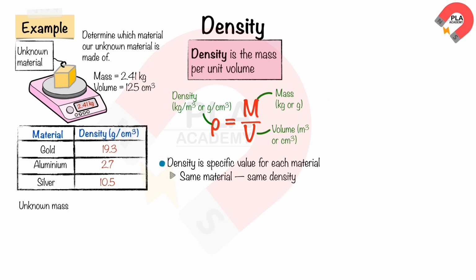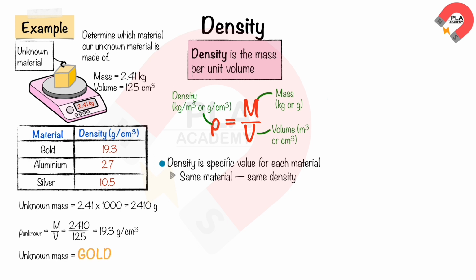Convert the mass from kilograms to grams first, as 2.41 times 1000 is equal to 2410 grams. So, the density of the unknown material equals 2410 grams divided by 125 cubic centimeters, which equals 19.3 grams per cubic centimeter. Therefore, our unknown material is made of gold.